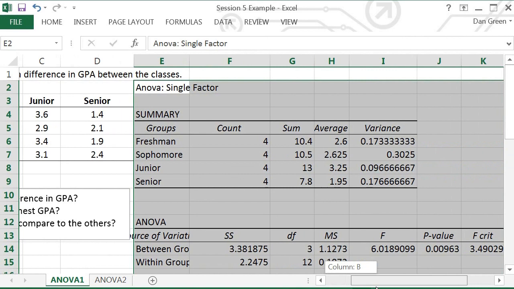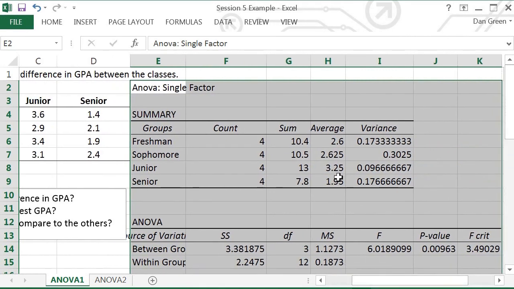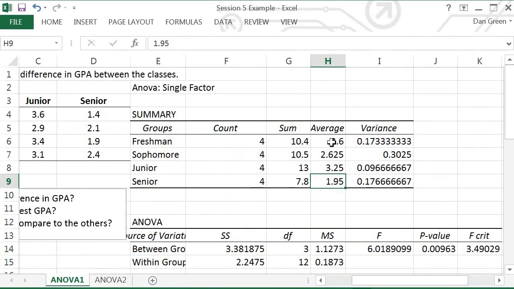And there's our output table. And we see our means here. For the freshmen, mean GPA was 2.6, sophomores 2.62, juniors 3.25, and seniors, slacking off, 1.95. So it looks like juniors have the highest GPA on average and seniors have the smallest, but we don't know for sure unless we know it's statistically significant. That's what the ANOVA tells us.